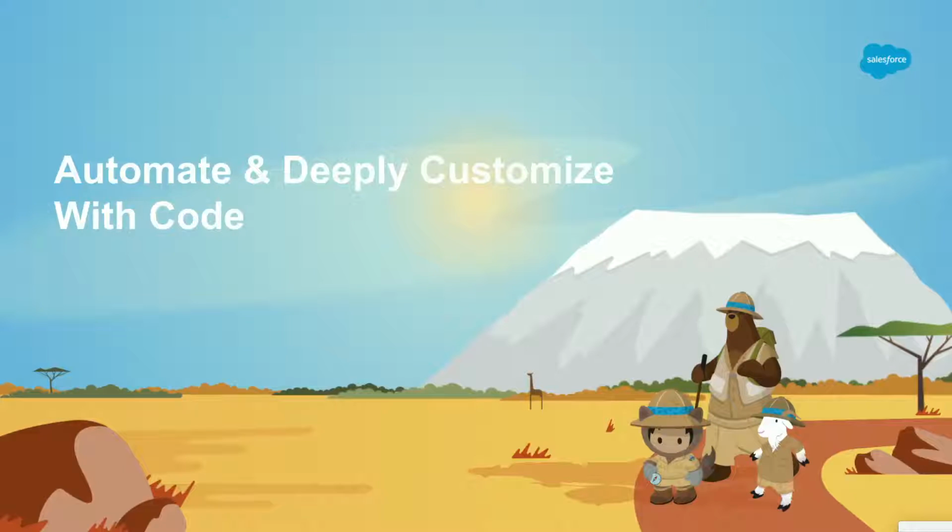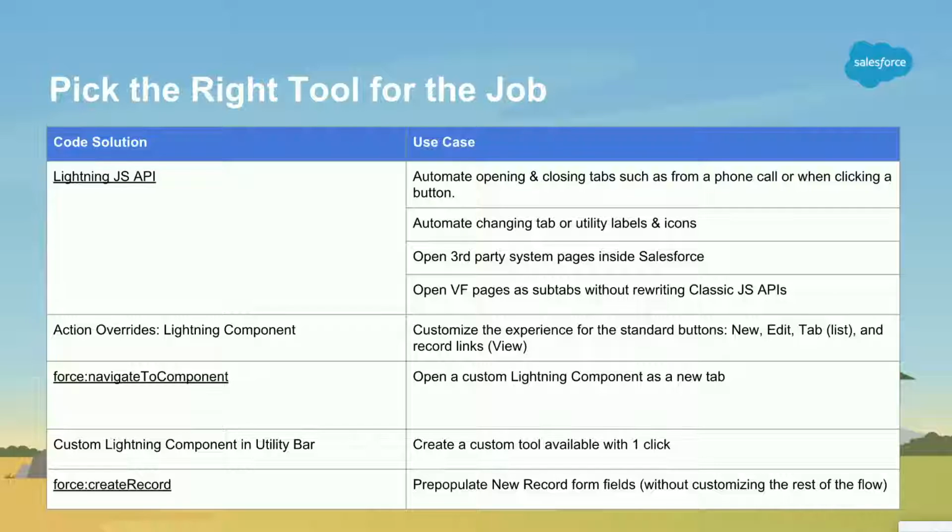Okay, and so this is where we get to the fun stuff. So much of the powerful Classic console apps was programmatically doing stuff and changing the UI. And we have tools galore in Lightning to do this for you. So part of this is picking the right tool for the job. I'll share this so you don't have to memorize all the crazy words out here.